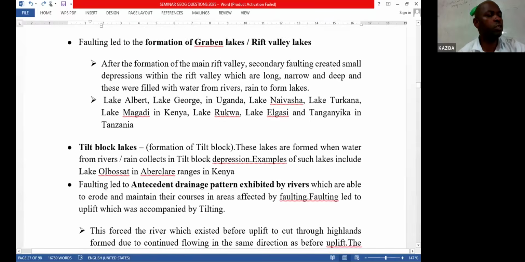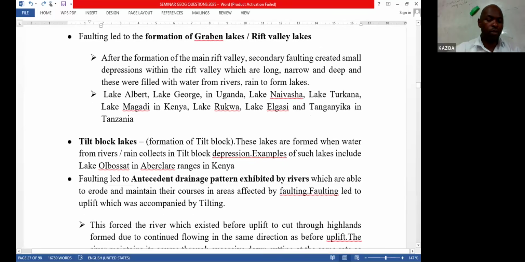Then we go to formation of tilt blocks. Tilt blocks are those angular ridges which occur on top of block mountains. You have a mountain like this. It is kind of bent like that. So they form those ones. When they are occupied by lakes, they form tilt block lakes. So faulting leads to the formation of tilt block lakes. Here we don't talk about landforms, we talk about features.